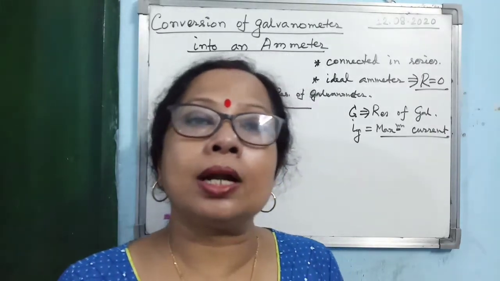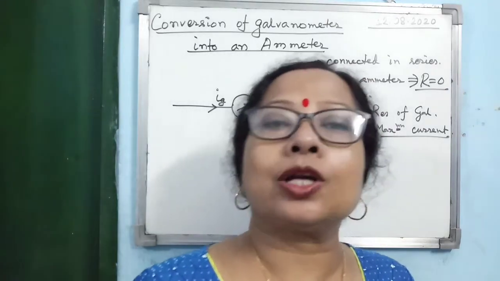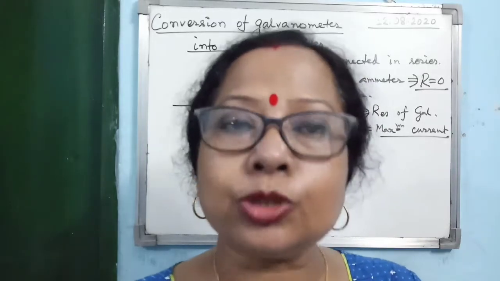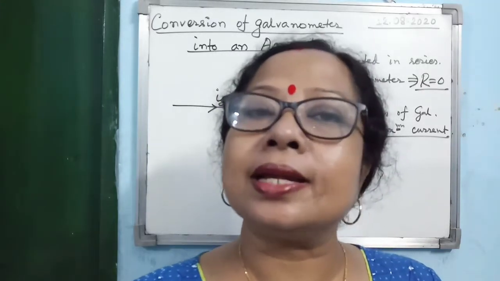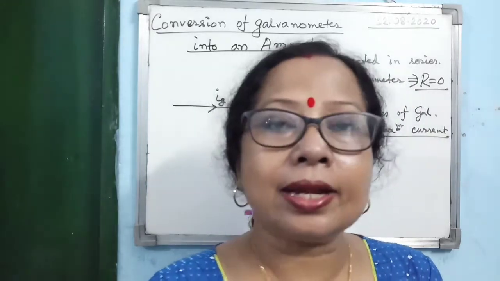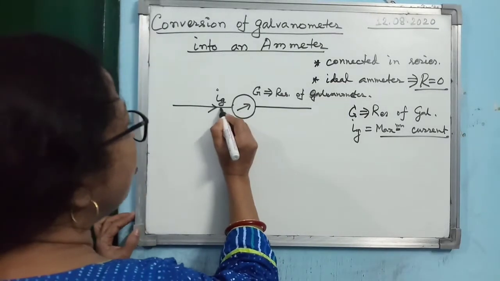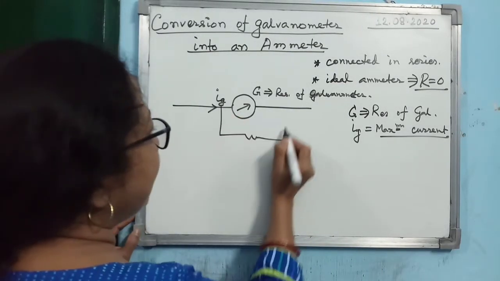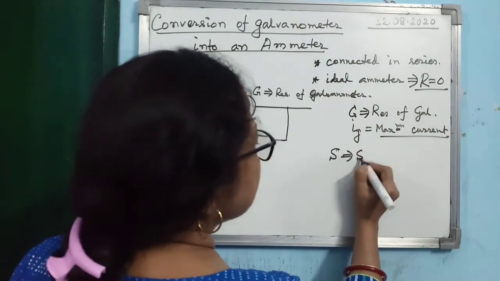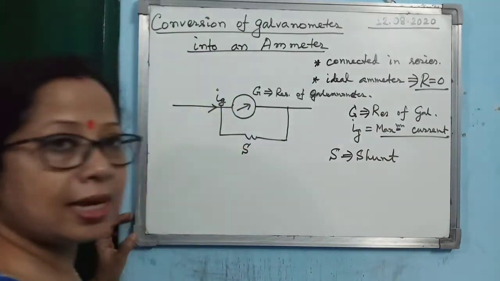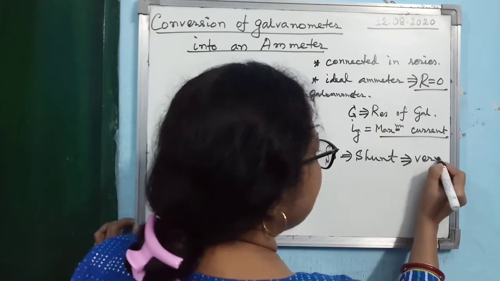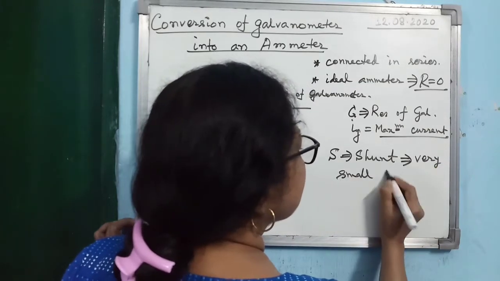If you apply our concept of the series and parallel combination, then we have seen if we connect any resistance parallel to each other, then the equivalent resistance becomes less than the individual resistances. Alright, so we will apply the concept here. What we will do, we will connect a very small resistance, this S. S is known as shunt. Shunting the current. And it is actually a very small resistance. Alright.